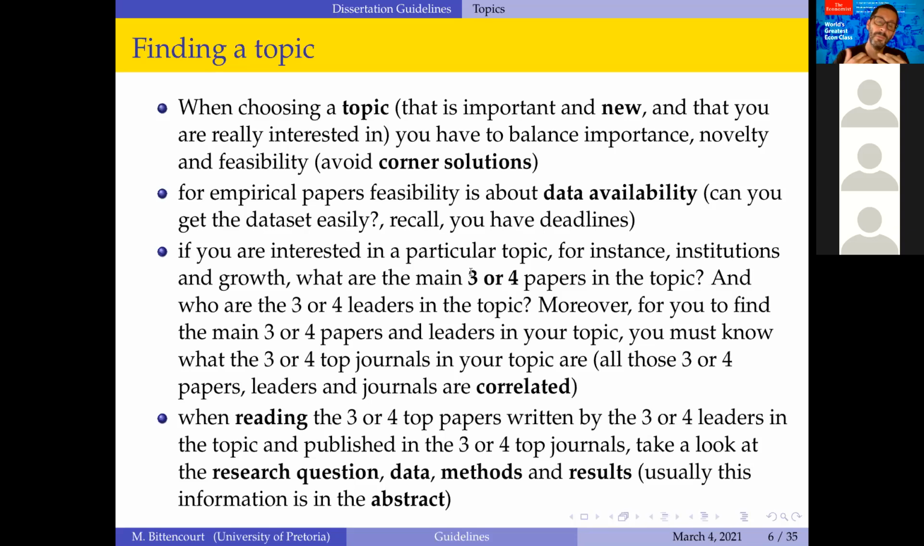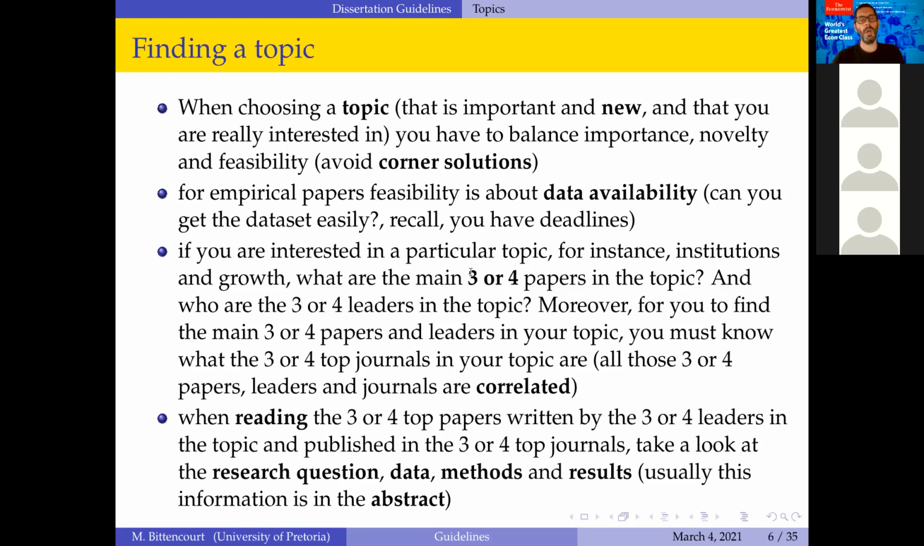For you to find the main 3 or 4 papers and leaders in your topic, you must know what the 3 or 4 top journals in your topic are. So for instance, last Tuesday, we saw a couple of papers. One was published in the American Economic Review, which, yes, is a top 5 journal in economics. It is a top 5, right? The second paper that we saw last Tuesday was published in the Review of Economics and Statistics, which is also a top journal in economics.